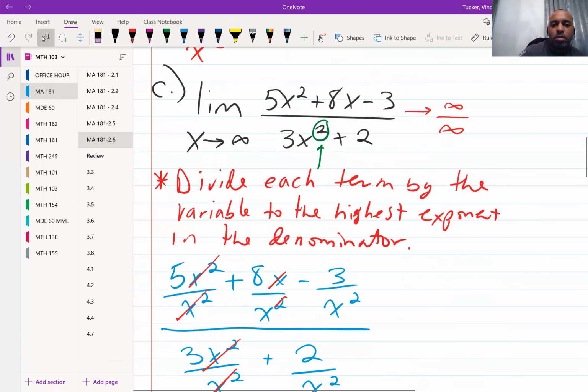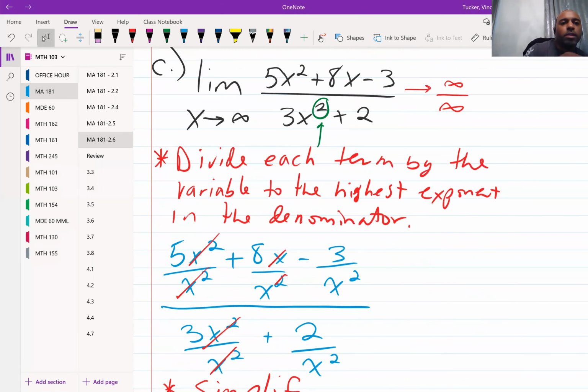So this is what I did here. This is what we have: 5x squared over x squared plus 8x over x squared minus 3 over x squared, over 3x squared over x squared plus 2 over x squared. So we're dividing each term by x squared.